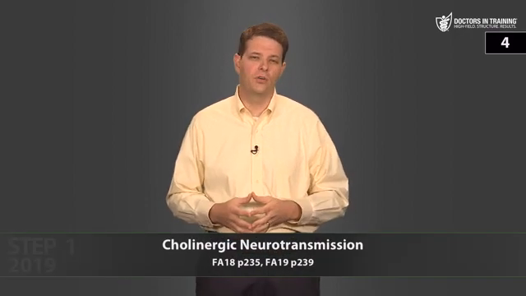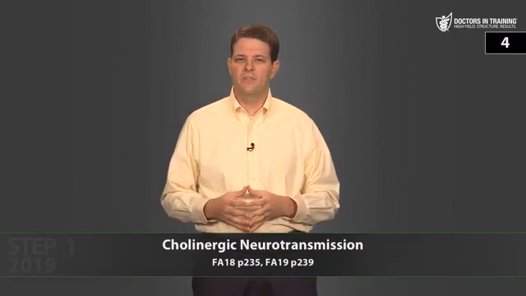In this video, we're going to discuss neurotransmission, specifically neurotransmission in the autonomic nervous system. We'll review how neurotransmitters like acetylcholine and norepinephrine are actually made and how they get released and what happens to them once they're released. So let's start with acetylcholine.